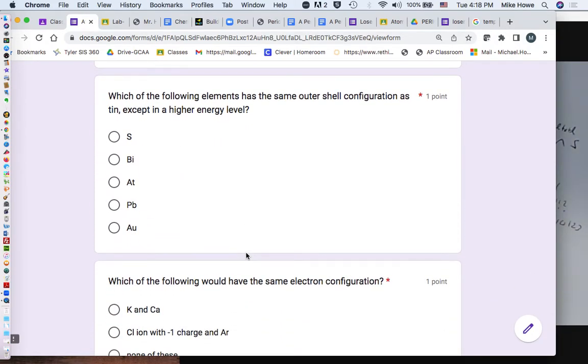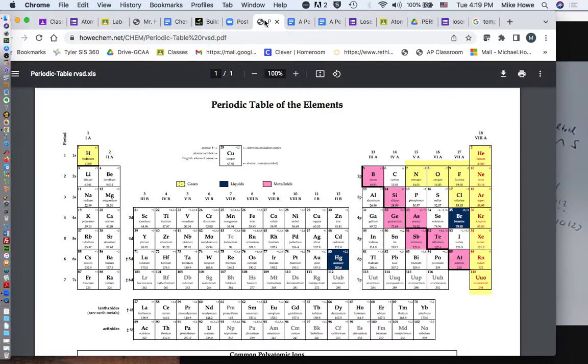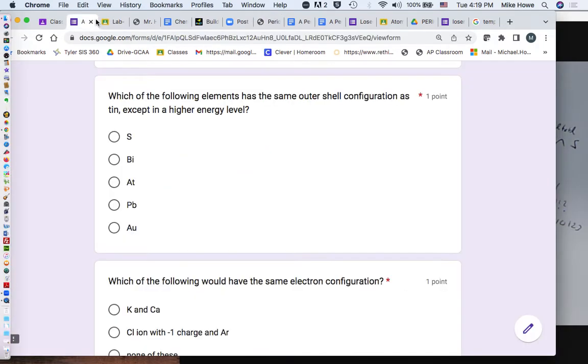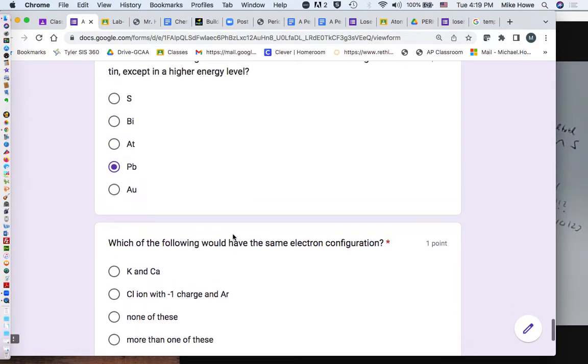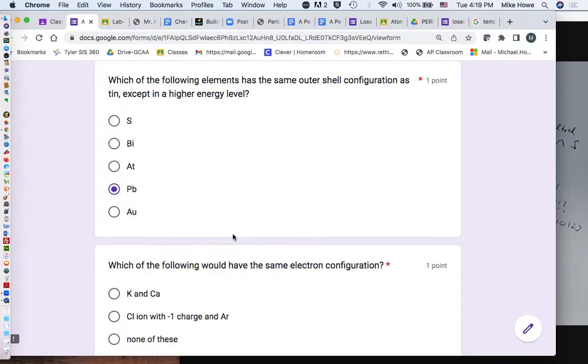Which one has the same configuration as tin except in a higher energy level? So you go back and look at your periodic table. Tin's here, so it would probably be lead in a higher energy level. So let's look at it and see if that was a choice. It was a choice. It has to be in the same column to have the same configuration in the outer shell.